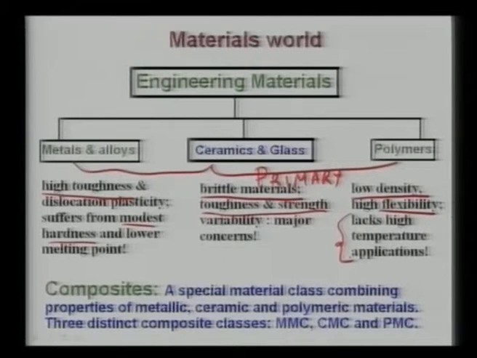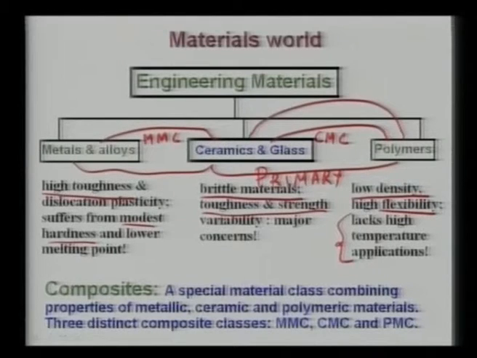Now when it comes to composites, essentially you can make metals with ceramics, and if the metal volume percent is more than 50%, we call it MMC, that is metal matrix composites. You can also have ceramic matrix composites, if the ceramic volume fraction is much more. Now if the polymer volume fraction is much more than ceramic, then we can call them PMC, that is polymer matrix composites.